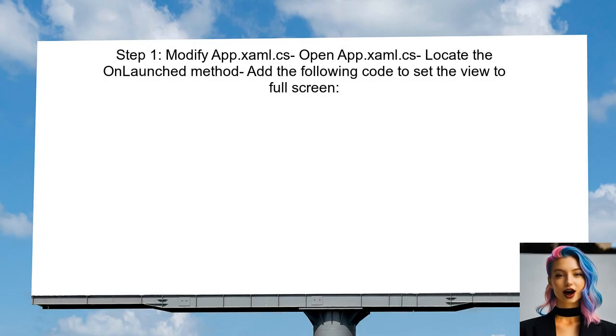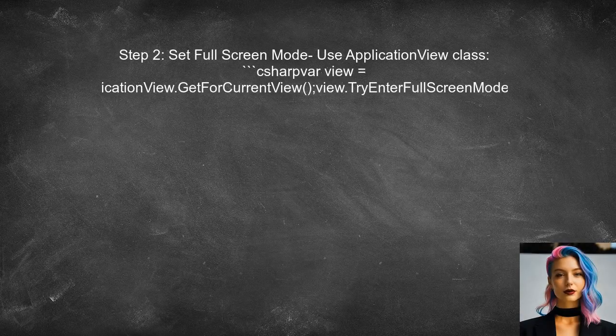To ensure the universal Windows platform app always launches in full screen, the user should start by modifying the app's view settings in the code. This can be done in the OnLaunched method of the App.xaml.cs file. Next, the user should use the ApplicationView class to set the desired view mode. Specifically, they can use the TryEnterFullScreenMode method to achieve this.